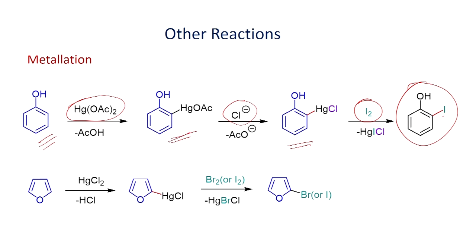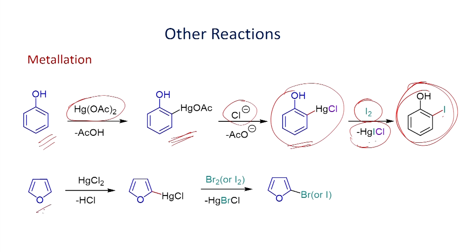You can make this organomercury acetate as product, which, when you react with Cl minus, you will be able to make this compound, the mercury chlorocarbon. Once you form this one, when you react with molecular iodine, you can produce the 2-iodophenol, where you generate this as a byproduct.